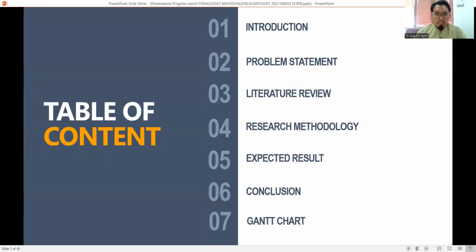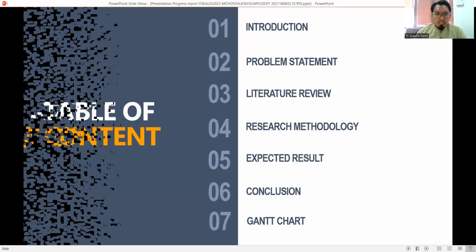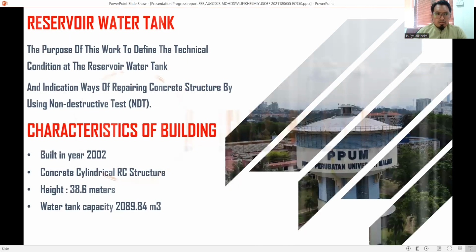So next is our table of contents. Going to the introduction, the reservoir water tank. The purpose of this work is to define the technical condition of the reservoir water tank and indicate ways of repairing the concrete structure by using non-destructive testing methods.